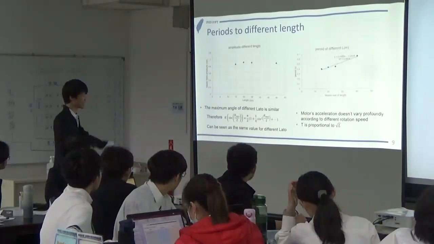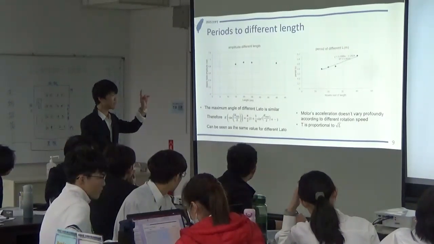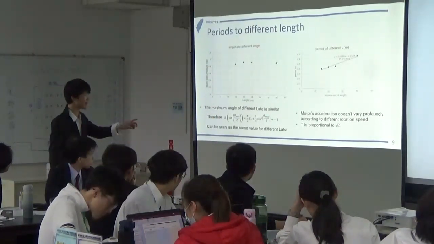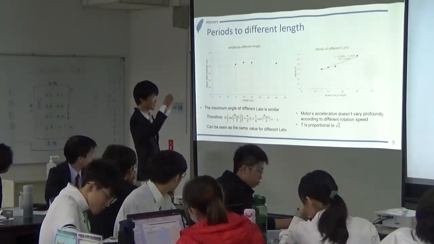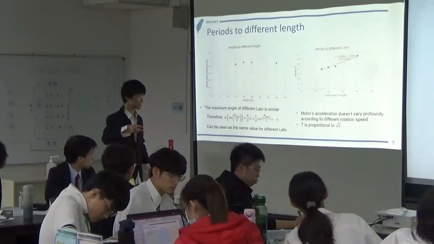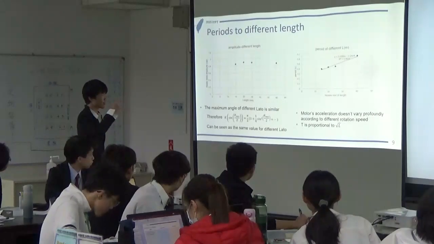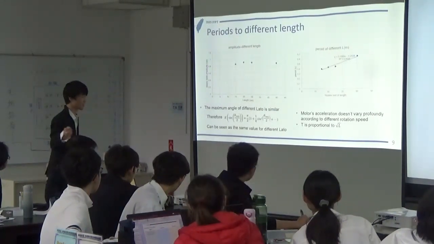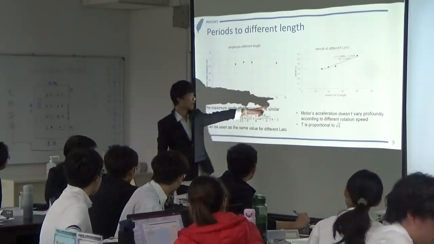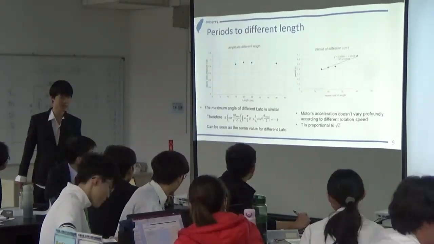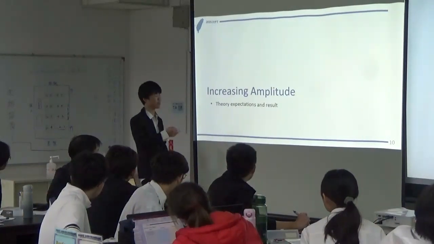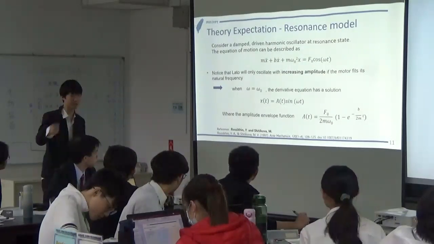And then is our experiment: the period against the square root of the length, and we can see that it's linear. The motor's acceleration doesn't vary profoundly according to different rotation speeds, and from these graphs we can see T is proportional to the square root of L. And that is our theory and experiments of increasing amplitude.